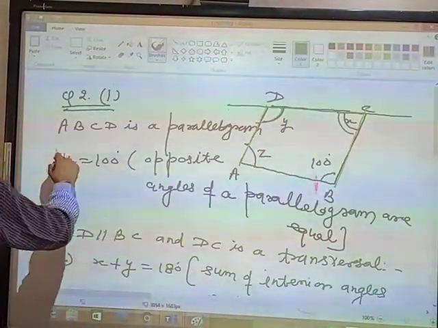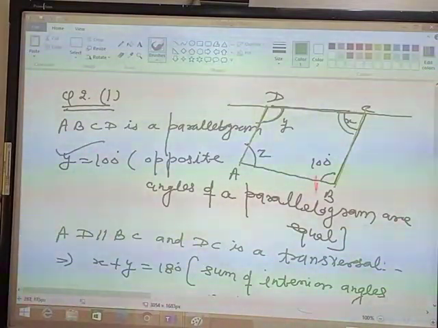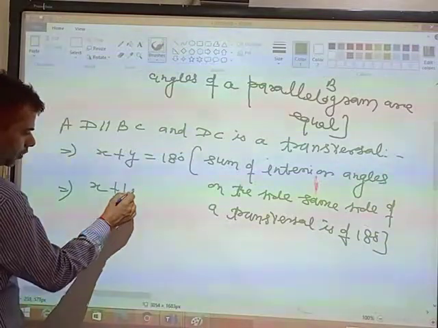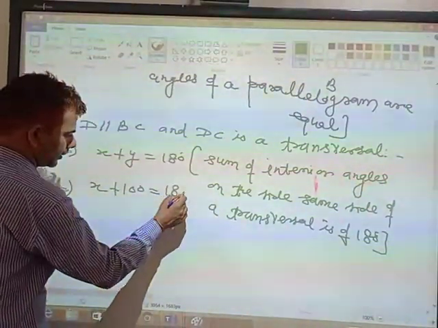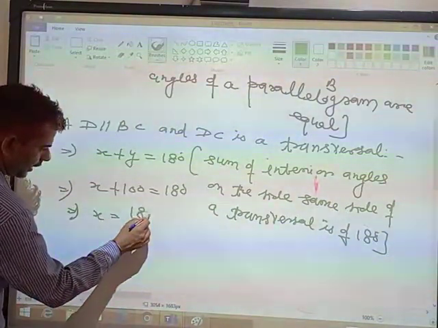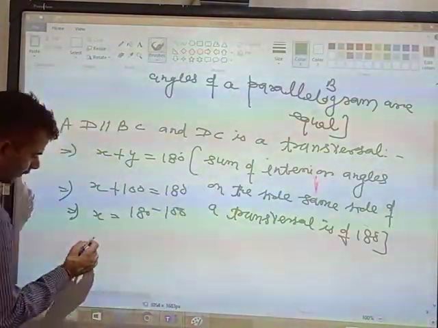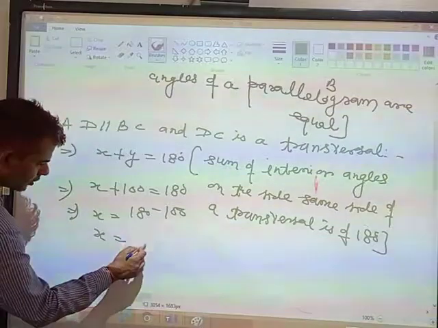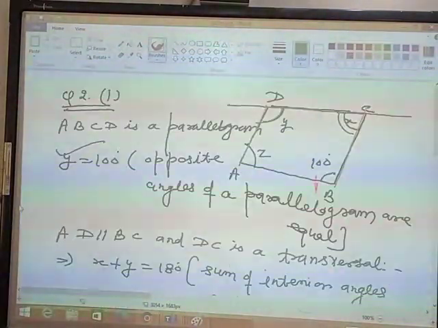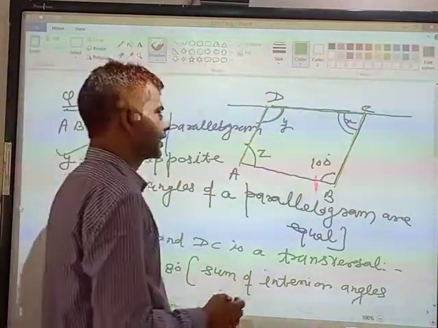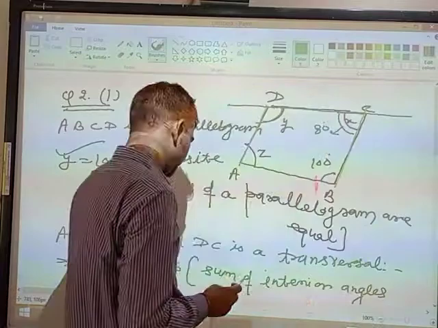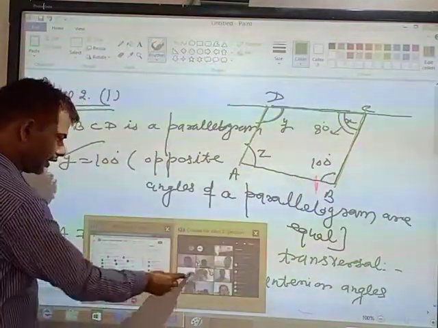Students, you have already found the value of angle y. Angle y is equal to 100 degree. Now x plus 100 is equal to 180. Now x is equal to 180 minus 100, which is 80. Now student, you have found x is 80 degree.